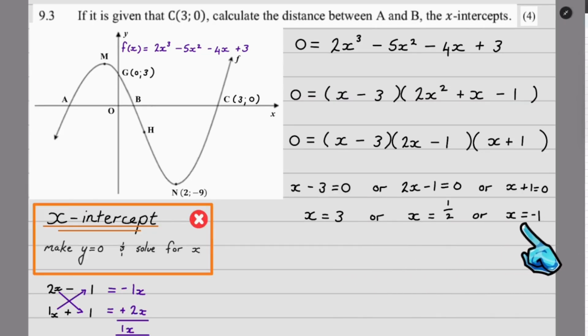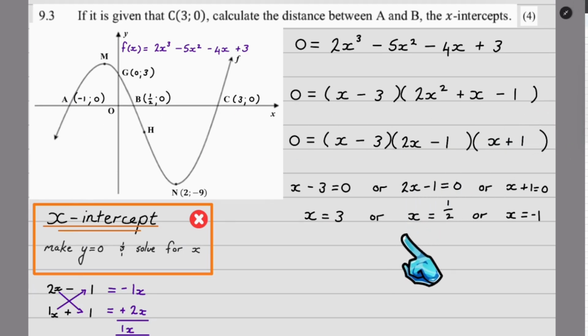And now that I've got my 3 answers for x, I've got to decide which one belongs to who. So we do that based on their position on the Cartesian plane. So we already know C is 3, so we can kind of ignore this one. Now we've got an option between a half or minus 1 for B. B is on the right hand side of the y-axis, so it must have a positive x value, so this will be the half. And then A will be the negative 1, because we can see it's on the left of the y-axis. So it has to have a negative x value.